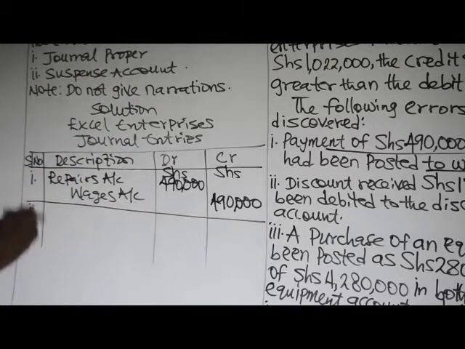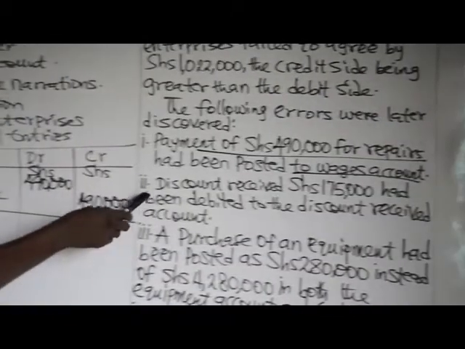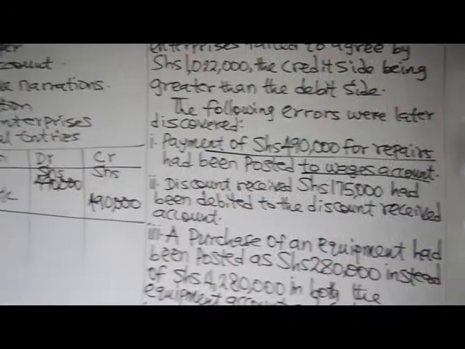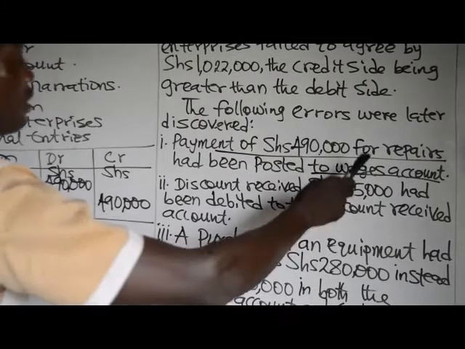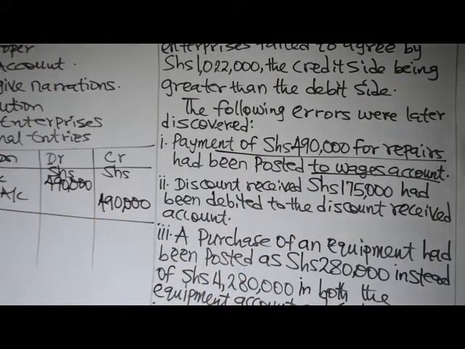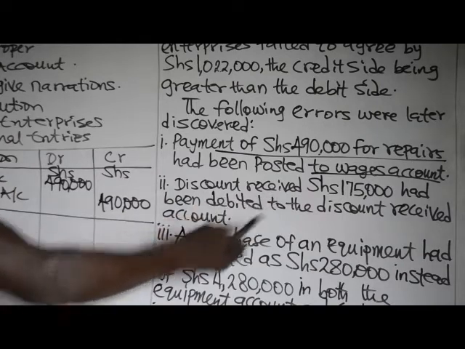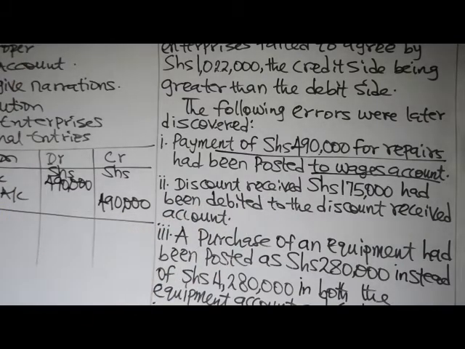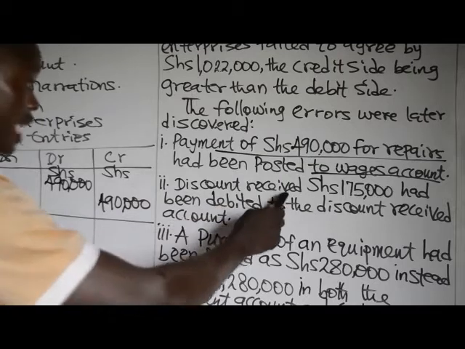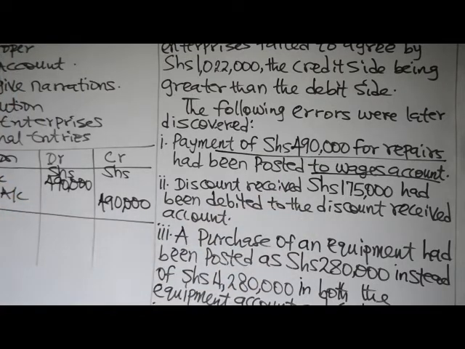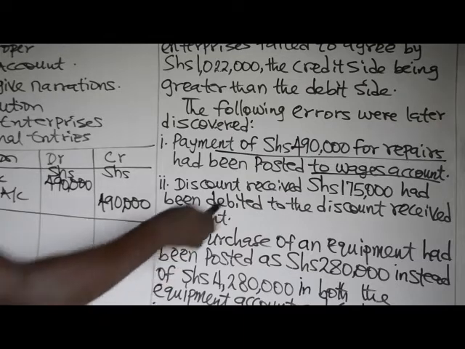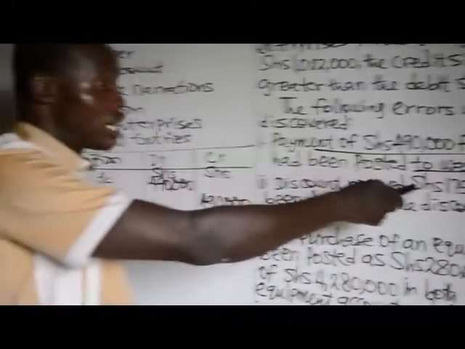Number 2. The discount received of 175,000 shillings had been debited to the discount received account. The discount received account ought to have been credited. No, discount received will be credited in the ledger. That is why your discount received will be at the credit side of the trial balance.